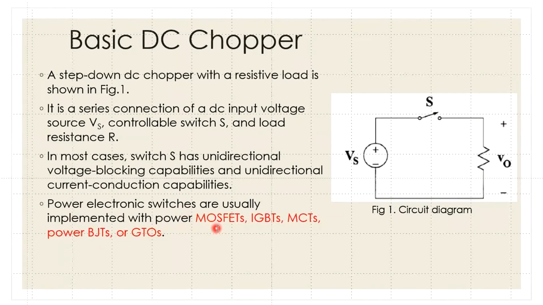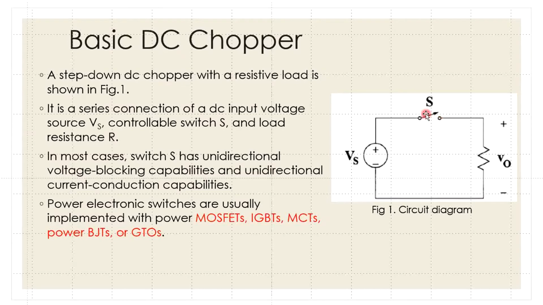For example, we use MOSFETs, IGBTs, SCRs, power BJTs, and GTOs. Okay, so this switch is known as a power electronic switch, and these are the examples. Okay, so the difference between this switch and the conventional switch is that we can control the on and off of this switch to achieve a certain frequency. Meaning that the on and off of this switch will be very rapid compared to what we can do with the conventional switch.